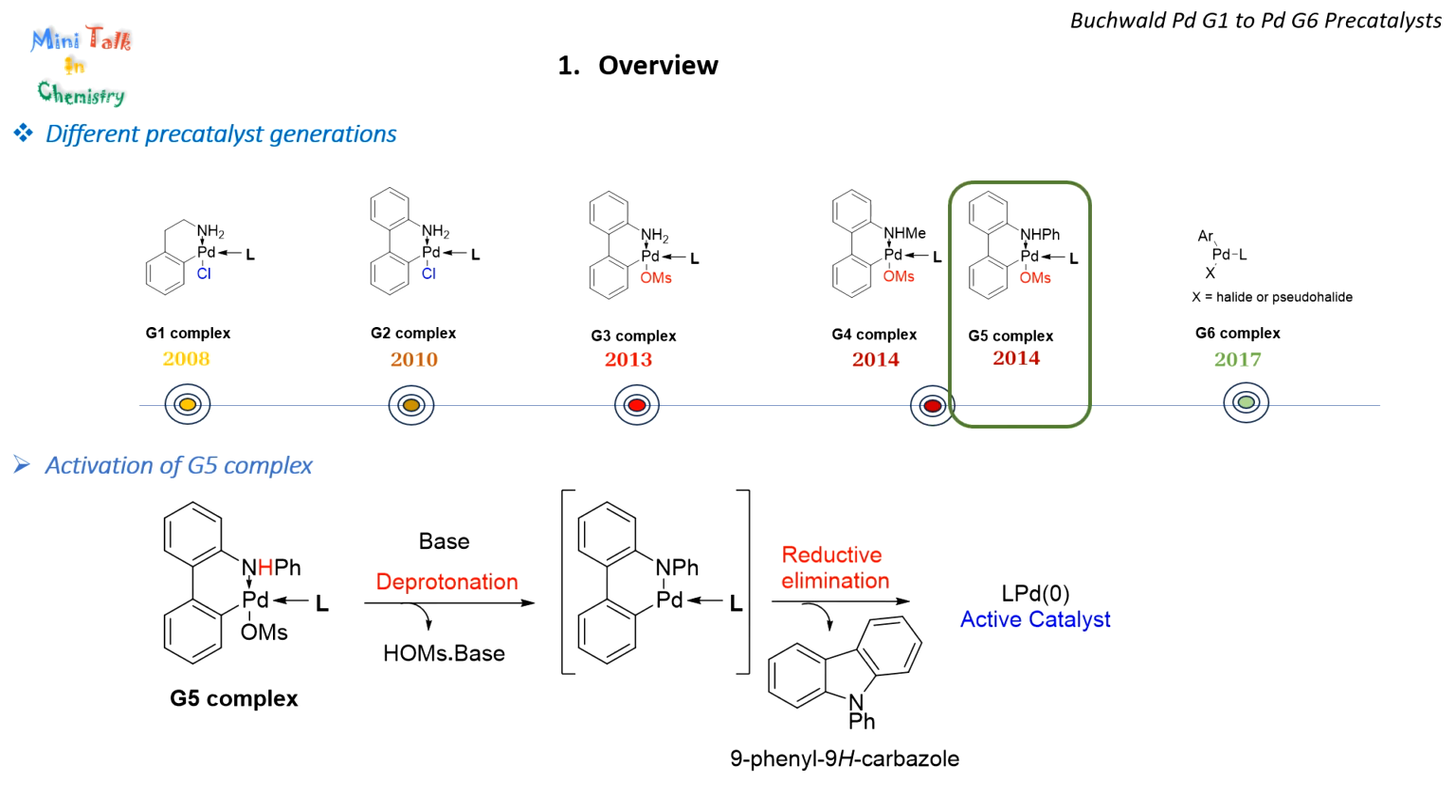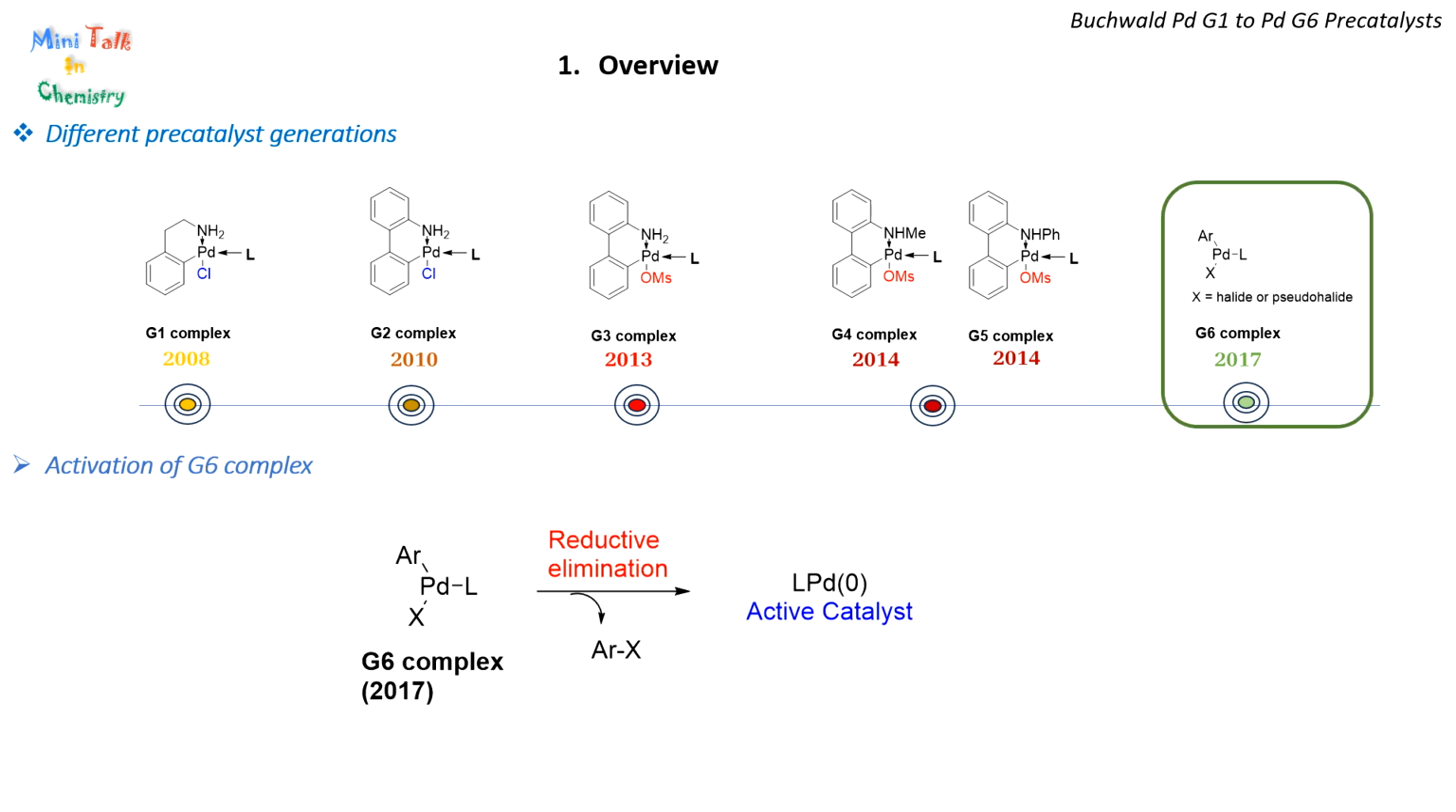For the fifth generation, the deprotonation of the G5 precatalyst gives a palladium amido complex, which then reductively eliminates to yield the palladium zero, a methanesulfonate salt, and 9-phenyl-9H-carbazole. The Buchwald sixth-generation precatalysts are oxidative addition complexes that release the active palladium zero species by reductive elimination without requiring a base. They are air and moisture stable, easy to handle, and highly effective even with bulky biarylphosphine ligands.